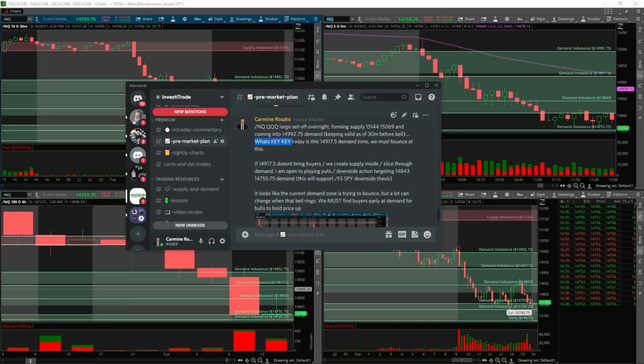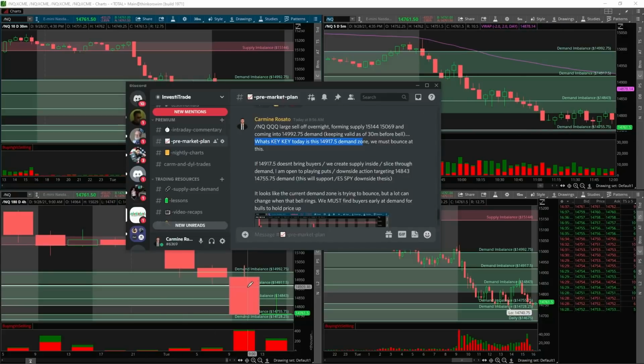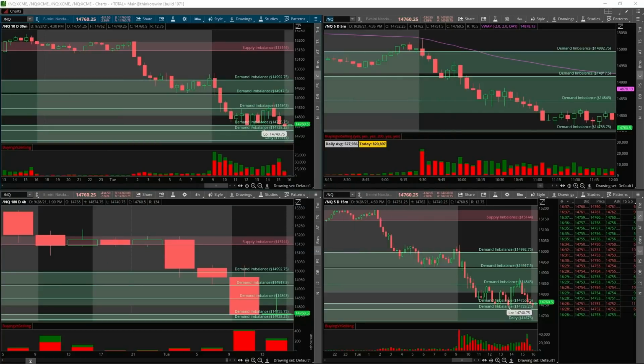I said what's key today is this 1497.5 demand zone. We must bounce at it. If it doesn't bring buyers, if we create supply inside it, or if we slice through demand, I'm open to playing puts and downside action, targeting the demand zones lower at 14843 and 14755. And the SPY and ES thesis is going to support this NQ and QQQ thesis, as pretty much if that happens, the majority of the equities are going to be weak.